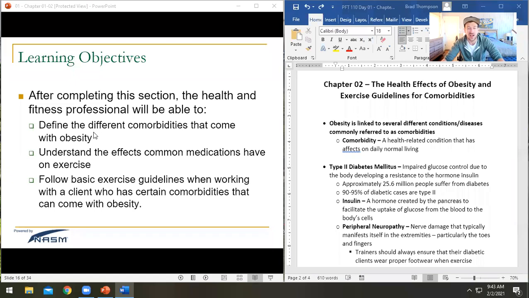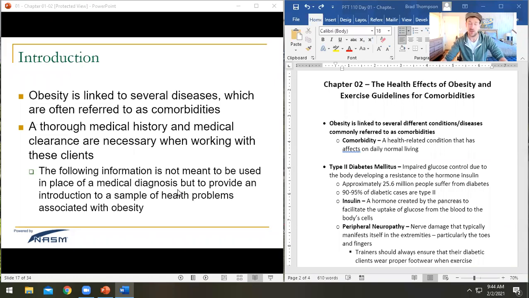So we want to understand the different comorbidities that are associated with obesity, and what some of the effects of those medications might have during a session. If they have a disease and they're on a medication, what is that going to do to our workouts? Follow some basic exercise guidelines with those comorbidities. If they have osteoporosis, you want to avoid foam rolling because their bones might not be very dense. All that weight pressing onto a foam roller is great for the muscle, but there's bone underneath that is flexing. So that can be very, very painful. Probably not going to result in a fracture.